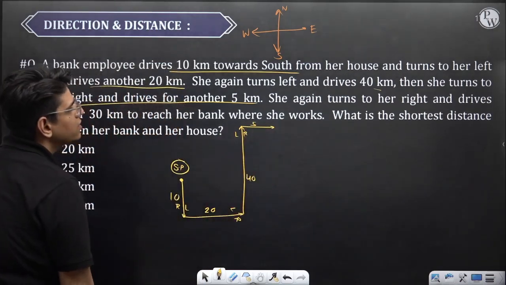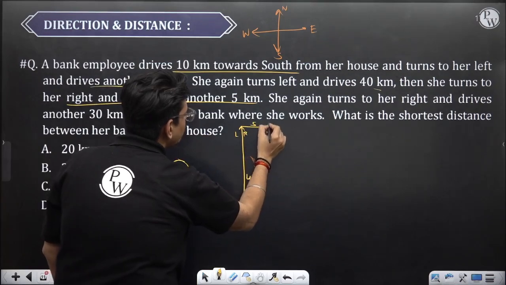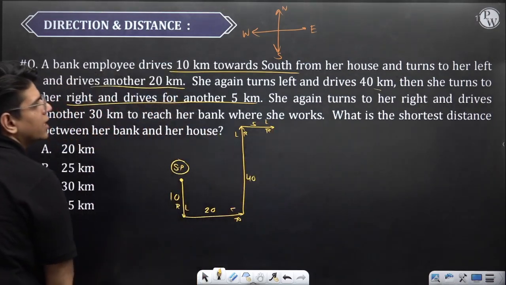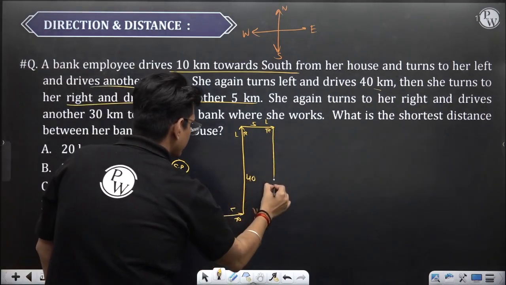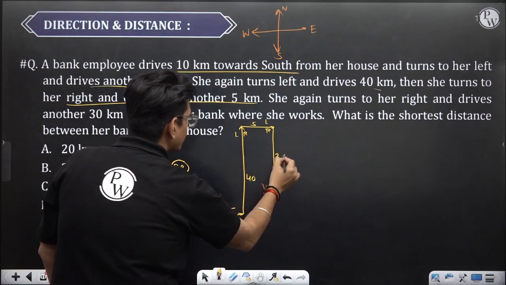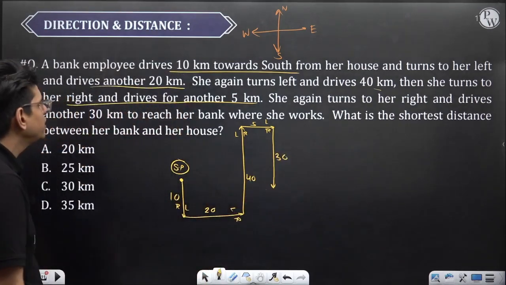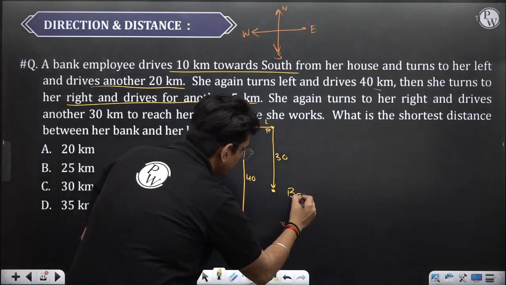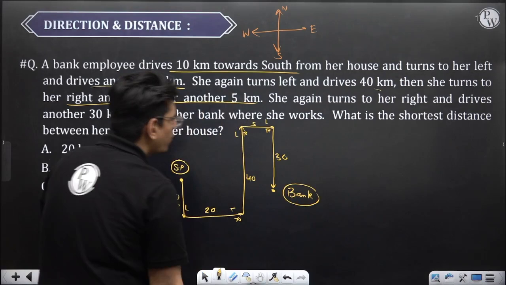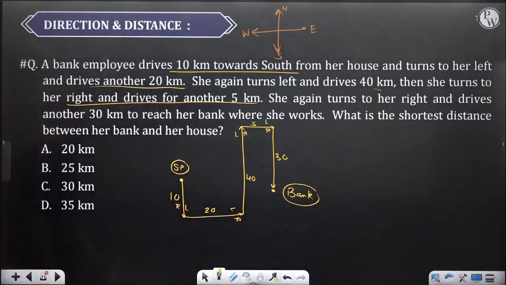She again turns to her. This is her right now. This is her left. She again turns to her right and moves 30 kilometers to reach her bank. This is the bank. Okay. This point is the bank. What is the shortest distance between her bank and her house?